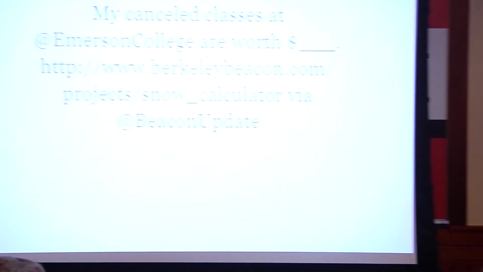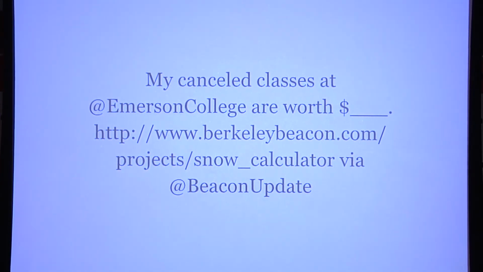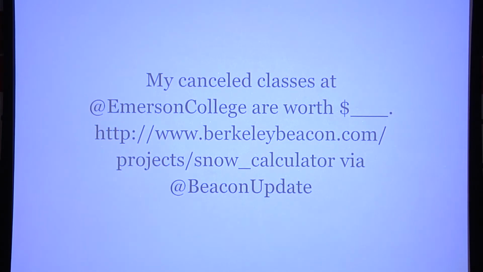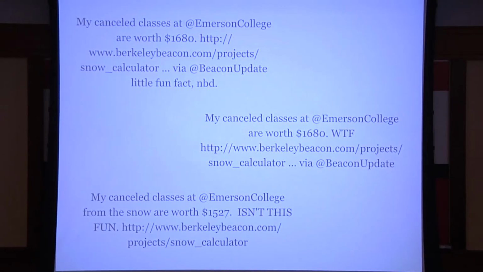And one cool thing is that Facebook and Twitter both have these special URLs you can create. You don't have to do any fancy programming stuff. You just look at these URLs for Facebook and Twitter, and they allow you to customize tweets or Facebook posts just based on that URL. So, I made a tweet that said, my canceled classes at Emerson College are worth, fill in the number from JavaScript, a link to the URL, and then via @beaconupdate, our Twitter handle. And then once they finished typing in the numbers, the tweet would update, and then we saw that, of course, a bunch of people started tweeting how much their classes were worth with some color commentary.